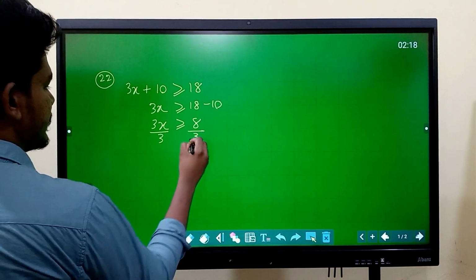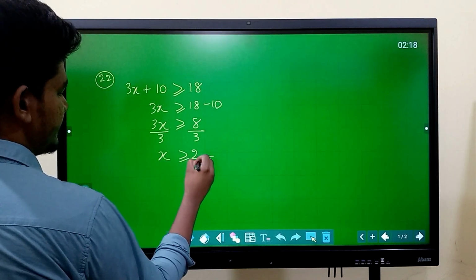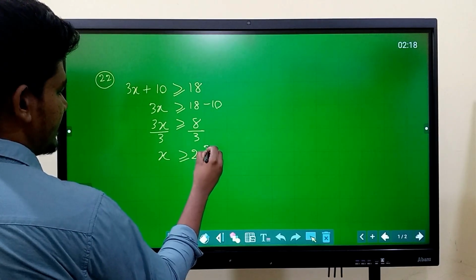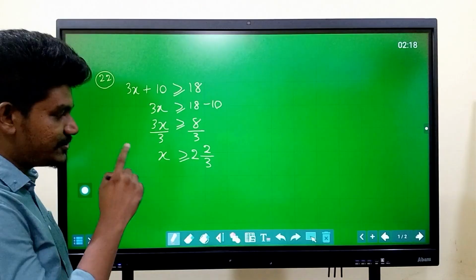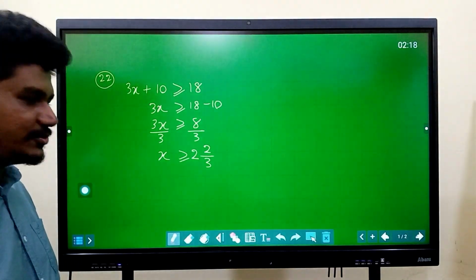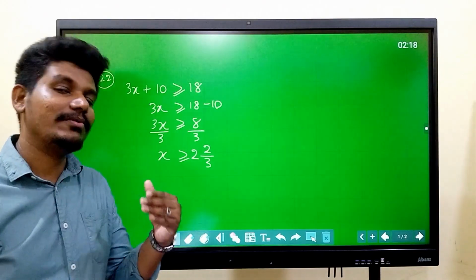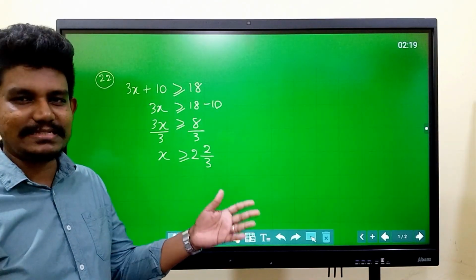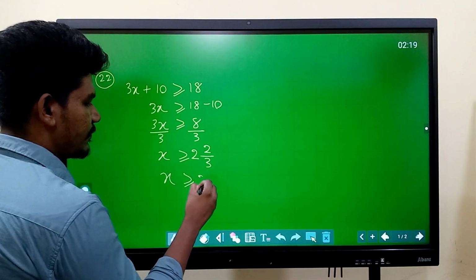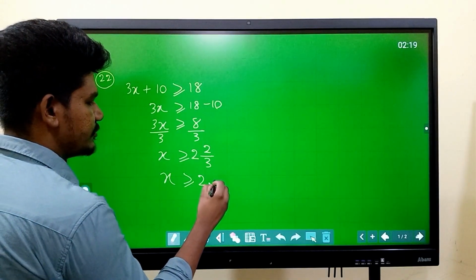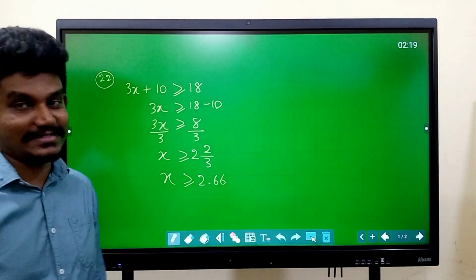Dividing both sides by 3, this will be 3 times 2 for 6 and 2 for 8. So it's 2 over 3. It means x should be equal to or greater than 2 point something. As a decimal value, this will be how much? This will be 2.66 like that, right?